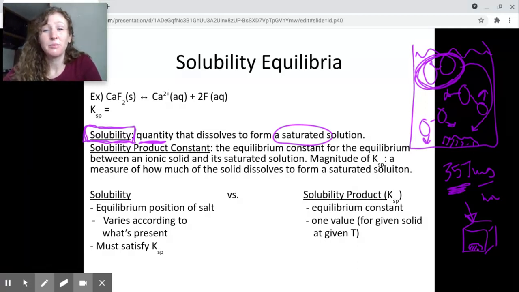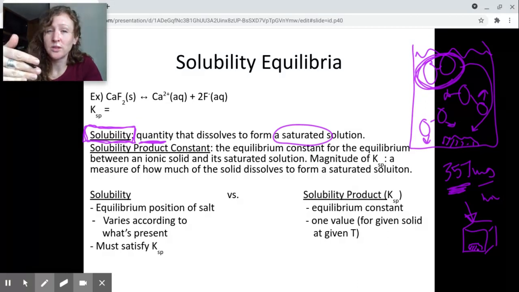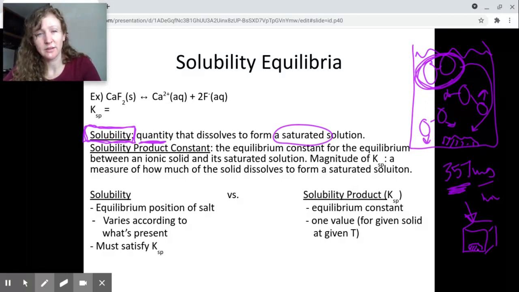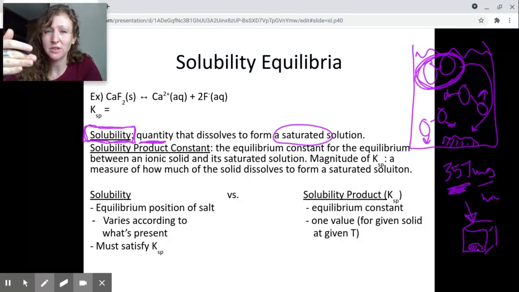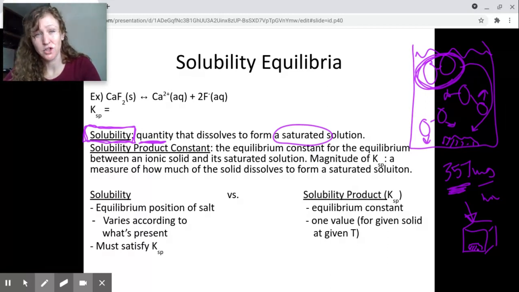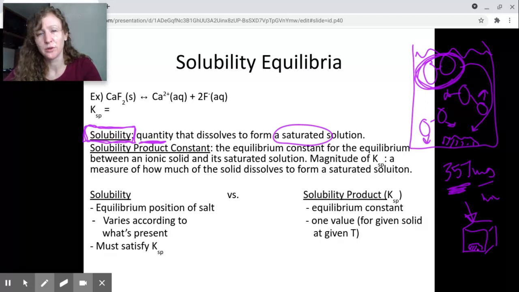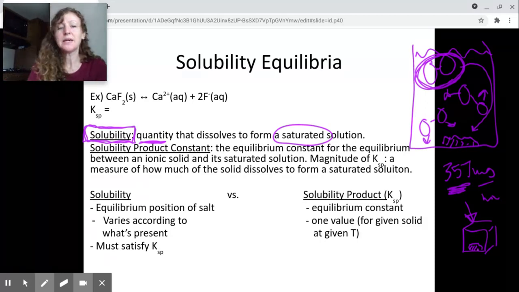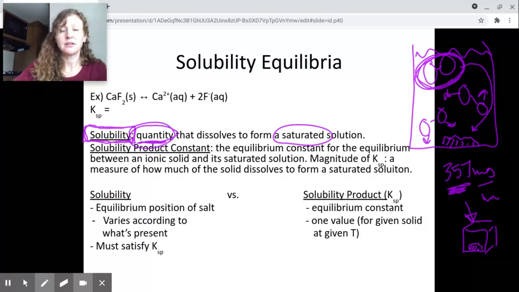In chemistry, we deal more with moles than grams. So we deal more with the counted amount versus the measured amount of mass, right? So we'll see it a lot of times in moles per liter or per milliliter, something like that. But solubility is going to be that quantity.